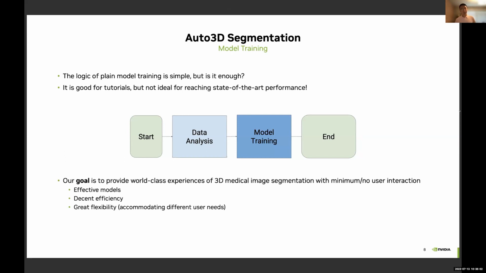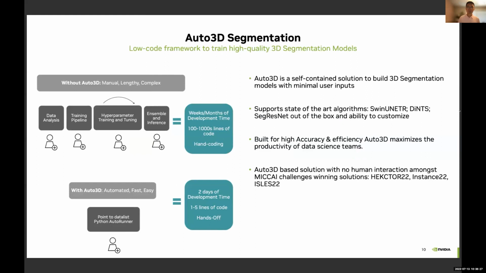So our goal of Auto3DSeg is to provide a world-class experience of 3D medical image segmentation with minimum or no user interaction. We are aiming to provide effective models with decent efficiency, and we are trying to accommodate a lot of scenarios meeting different user needs. In general, Auto3DSeg is a quite powerful feature in MONAI, a self-contained solution to build 3D segmentation models with minimal or no user input.